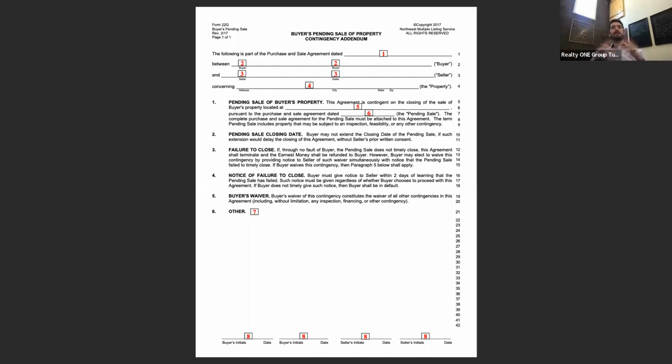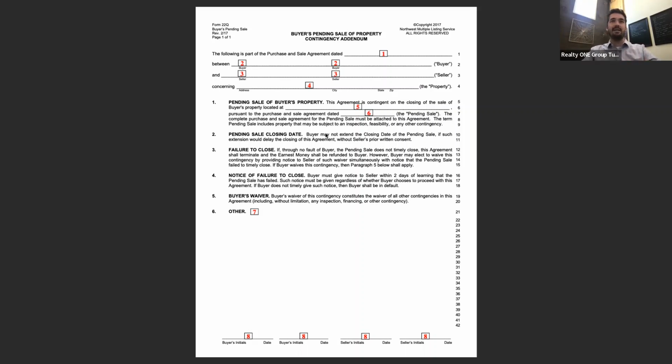Okay, so on to the 22Q. This form's much more simple. This is saying I'm a buyer and I want to write an offer on a property, and I have a home that I have to sell, but it's already pending. Instead of the 22B, you're going to use the 22Q. It says this agreement is contingent on closing the buyer's property. Here's the address, and here's the purchase and sale, and you're going to include the purchase and sale with your offer to show that it is pending.